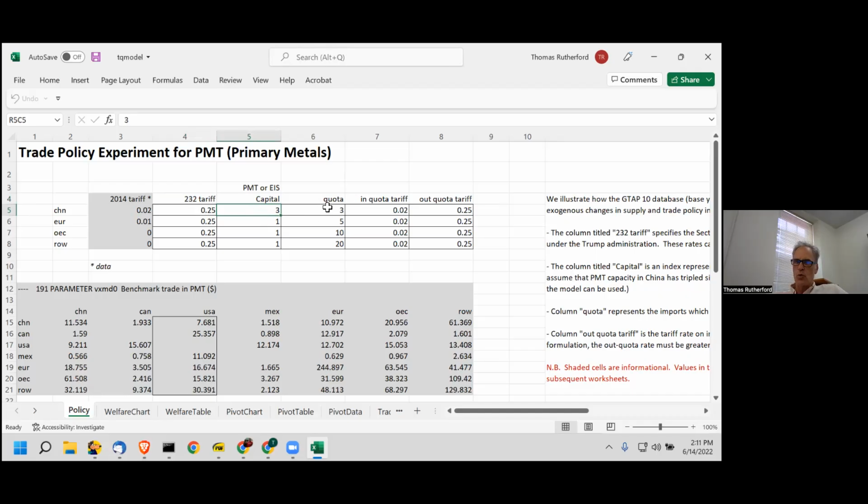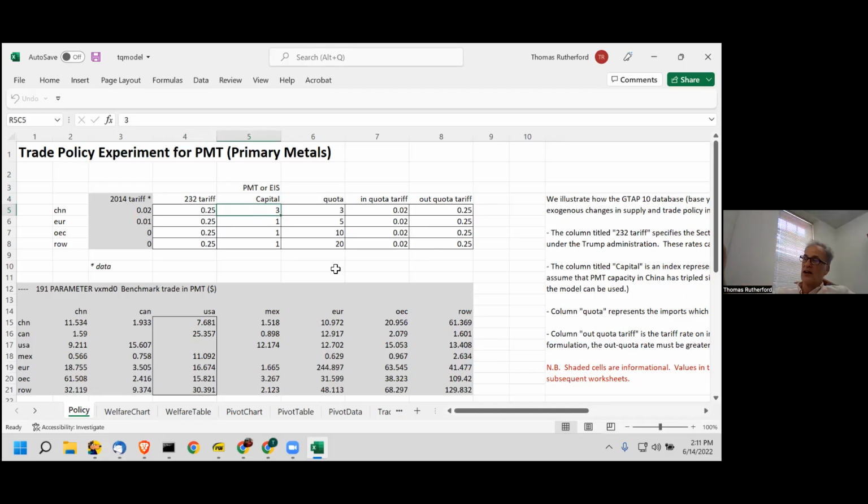This is what the quota is on, in quota. The in-quota tariffs are 2%, and the out-of-quota tariffs are 25%. So I apply a 232 tariff. All the tariffs in the benchmark are essentially zero on this stuff. So I put in the 25% tariff, the 232 tariff. I put those in.